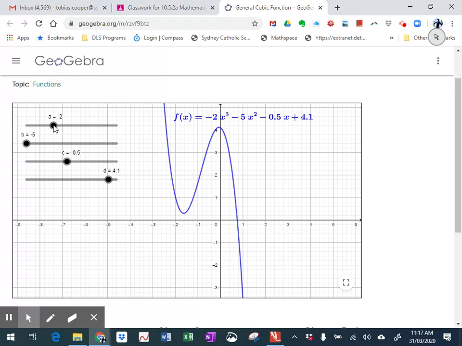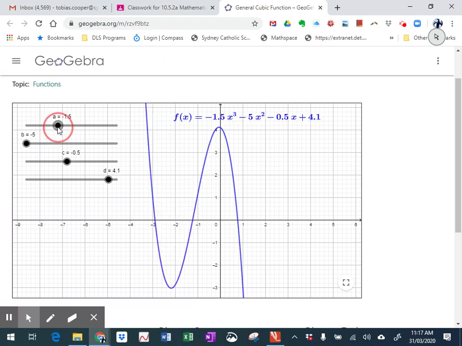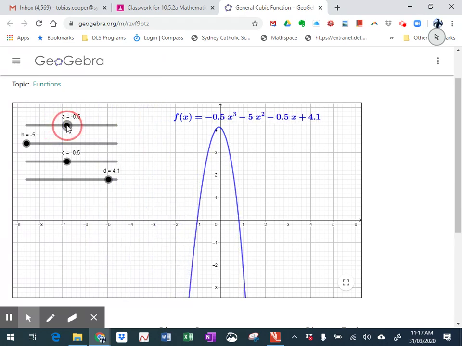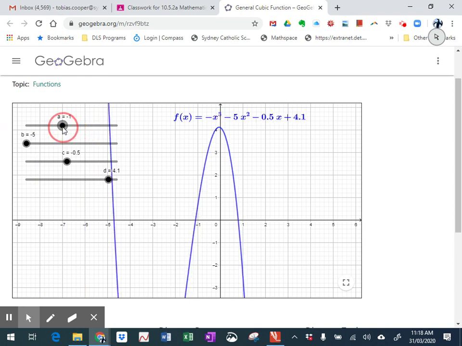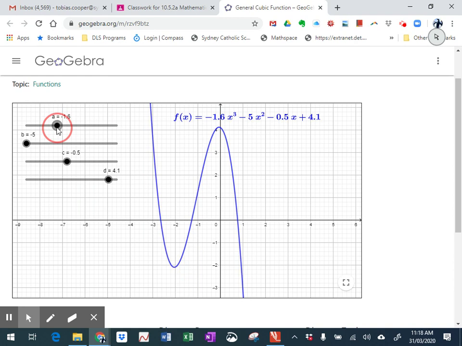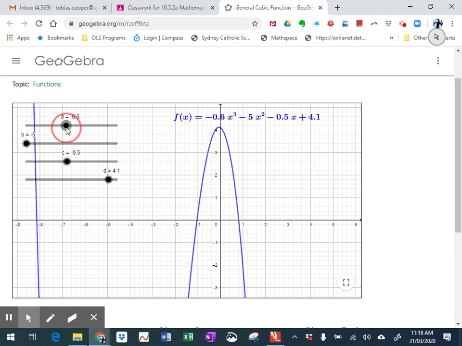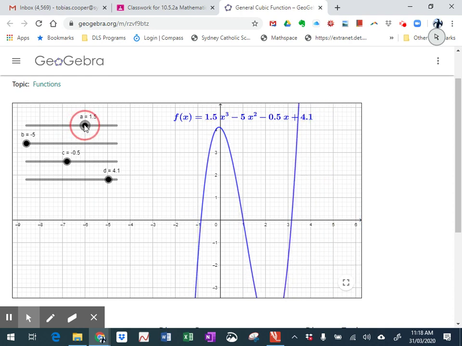Now, let's look what happens to A. So see, I'm changing the value of A. Okay, now I don't know how to get rid of that red circle. I'll figure that out next time. Now you can see the value of A here is changing the equation. Now, what happens when A becomes negative? Concave up to concave down. What happens when A becomes positive? Concave down to concave up.